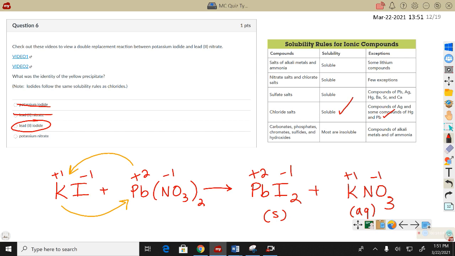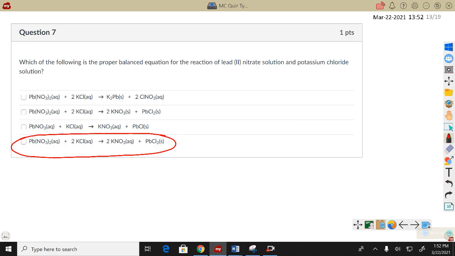Now, potassium is an alkali metal. Alkali metals are soluble with just a few lithium exceptions. So that potassium nitrate is soluble, meaning aqueous. Same thing, nitrates are on here too. Nitrate salts are soluble with few exceptions. So for sure, that potassium nitrate will dissolve and be aqueous, but the insoluble product would be the lead iodide. Good stuff. There's that solubility chart in action.